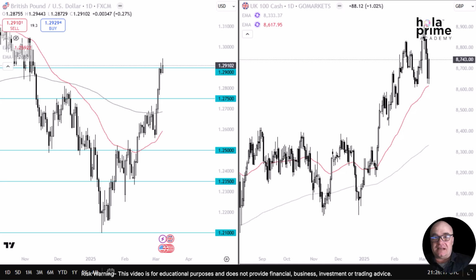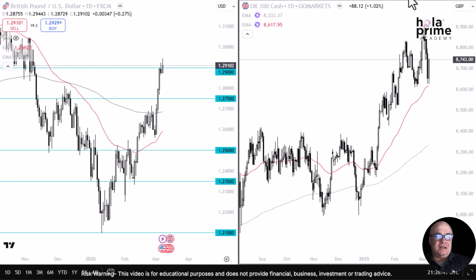This is the exact opposite. What you're looking at on this chart is the British pound against the US dollar, which of course has spiked quite drastically as of late. And on the right hand side, you're also looking at the FTSE 100, which is the 100 biggest companies in the United Kingdom as traded at the London Stock Exchange.